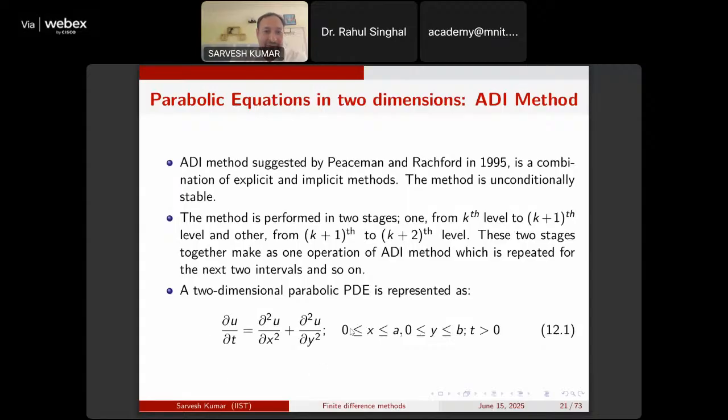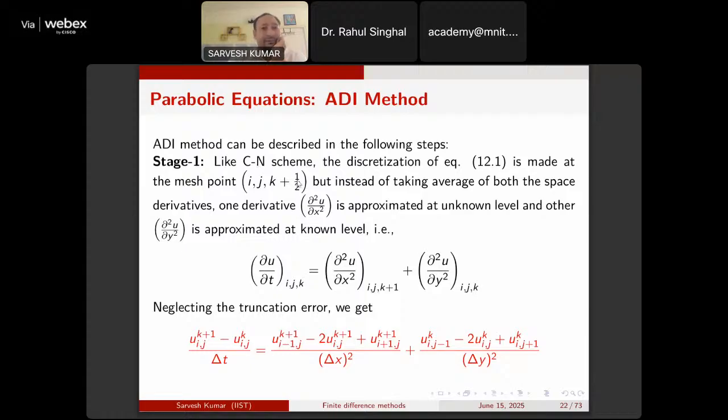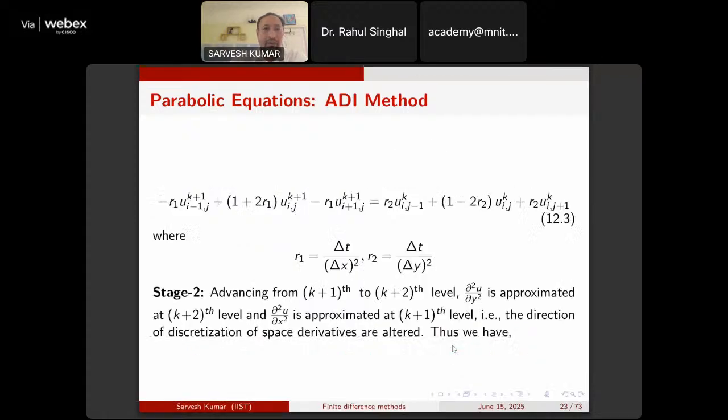So if you recall, this is the problem which I wanted to solve. I will treat these two terms separately, the partial derivatives of u with respect to x and y, separately. So let us do that. Stage 1 is like a practical scheme. We write the equation at the point k plus 1, but instead of taking the average of both space derivatives, one derivative is approximated at the unknown level and the other at the known level. Now you apply the Taylor series expansion and approximate the derivatives like this, the central difference scheme that we have seen. Now, using the same notation R1 for delta x square and R2 for delta y square, I can rewrite this in this fashion, as we have done before.